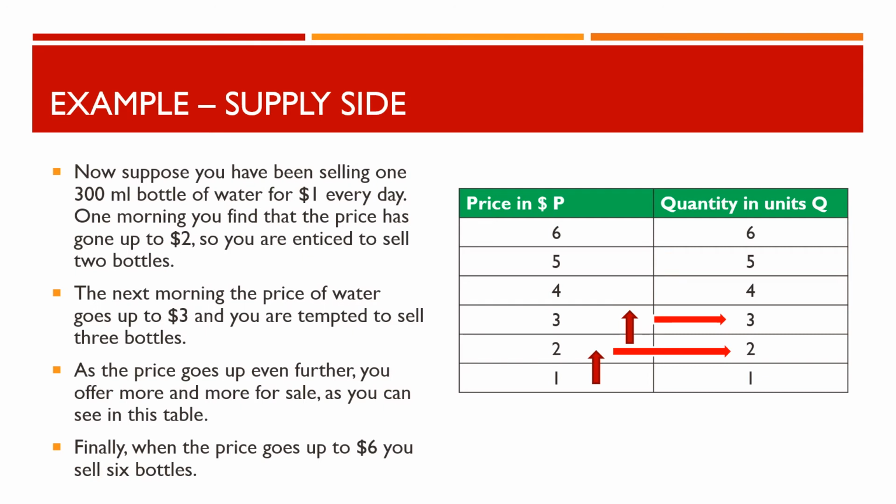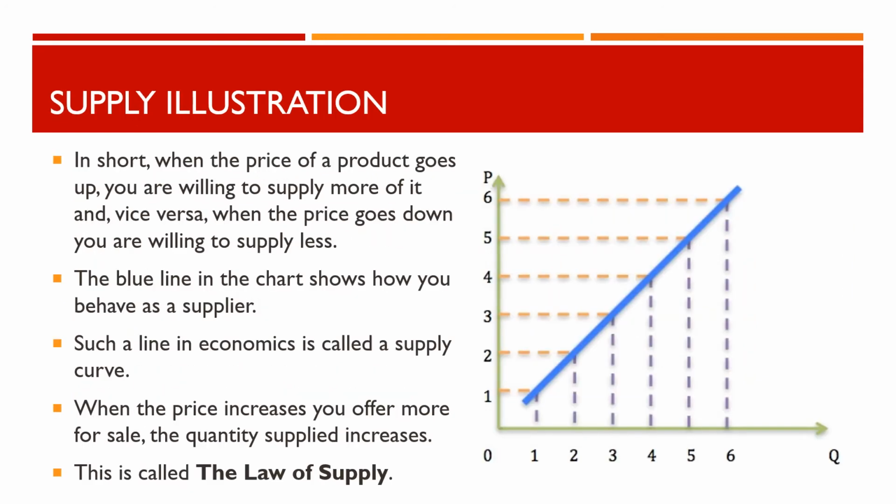Now suppose you have been selling one 300 milliliter bottle of water for $1 every day. One morning you find that the price has gone up to $2, so you are enticed to sell 2 bottles. The next morning, the price of water goes up to $3, and you are tempted to sell 3 bottles. As the price goes up even further, you offer more and more for sale, as you can see in the table here. Finally, when the price goes up to $6, you sell 6 bottles. In short, when the price of a product goes up, you are willing to supply more of it and, vice versa, when the price goes down, you are willing to supply less.